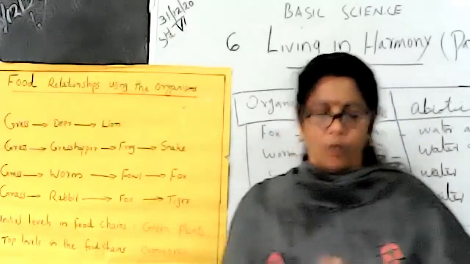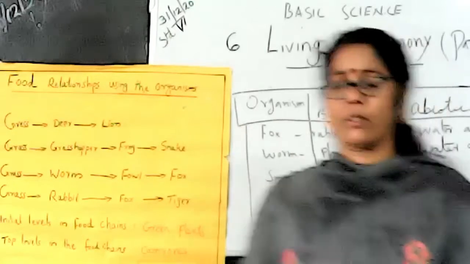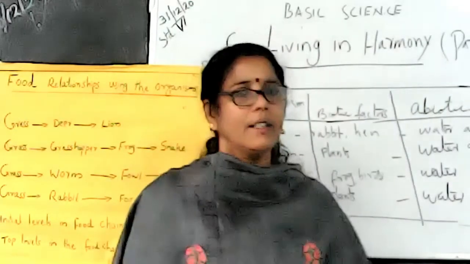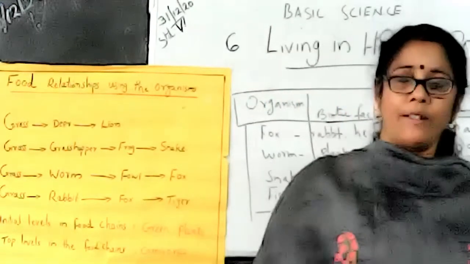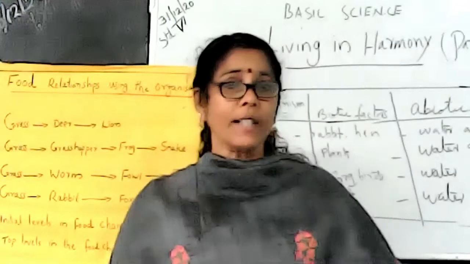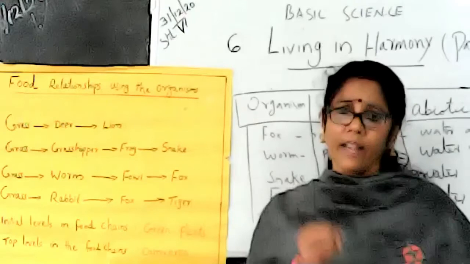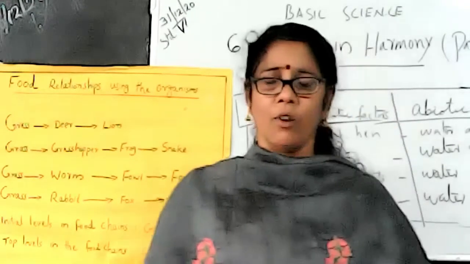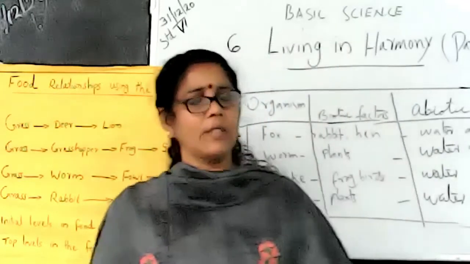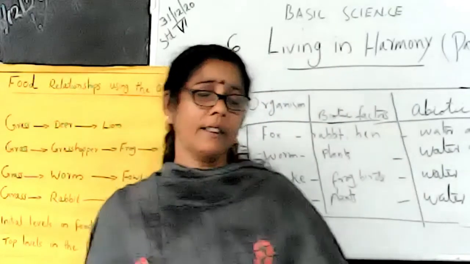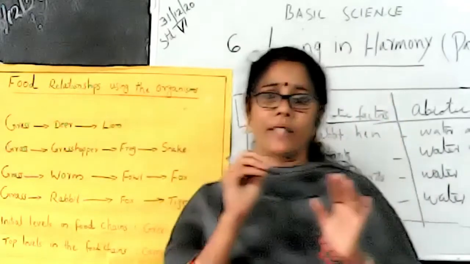Coverage rate, photo relationship using the organisms in the pictures. So now, before that, we have to discuss the food chain. What is a food chain? Organisms are eaten by other organisms, as a chain. So it is called the food chain.